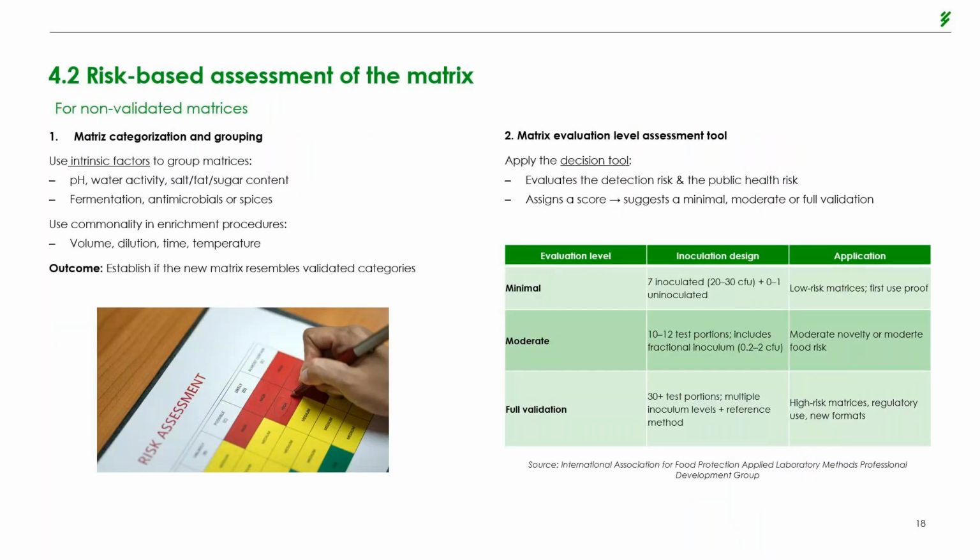As I've said, in case the target matrix is not validated, which can be very common nowadays due to the wide variety of products that we can find on the market, we must, on one hand, determine if the target matrix resembles any validated category, either by using intrinsic factors of this matrix, such as pH, water activity, even some ingredients like spices. It is also very interesting to go over the enrichment procedures to find any type of similarities.